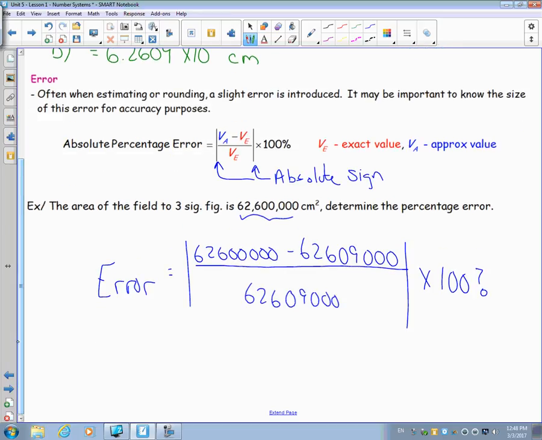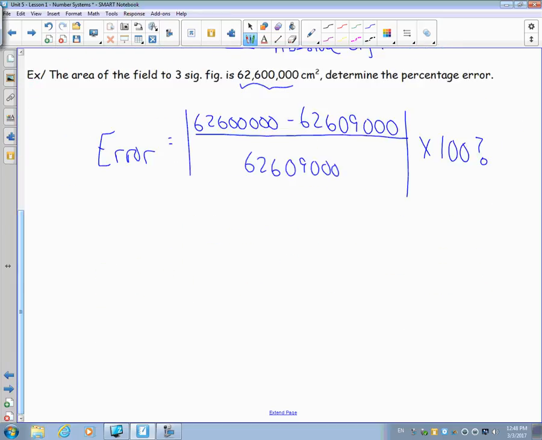So if we subtract on top, and then divide by the bottom, times it by 100%, we end up with 0.0144 to 3 sig figs percent. Again, everything's about 3 sig figs or exact, unless it says otherwise. So it's not a huge error, like less than 1% error, right? Less than 1/10 of a percent error, in fact. Okay? But there is an error when you round things, and that's always true.